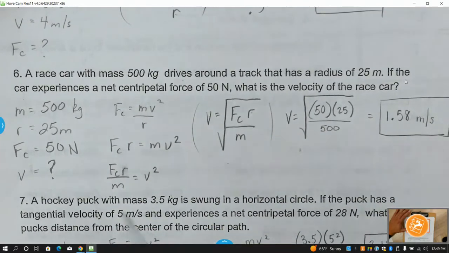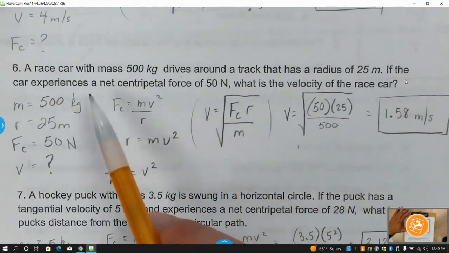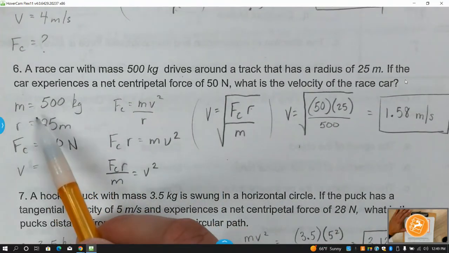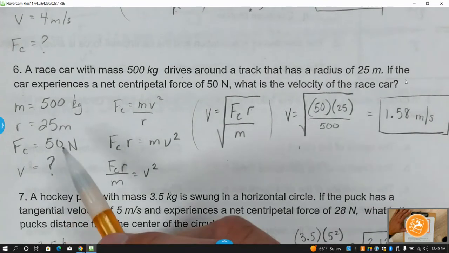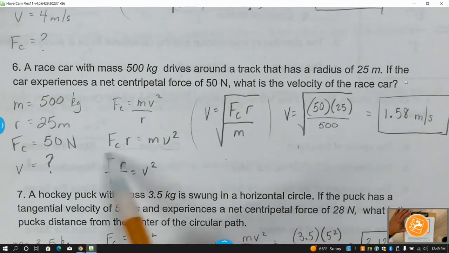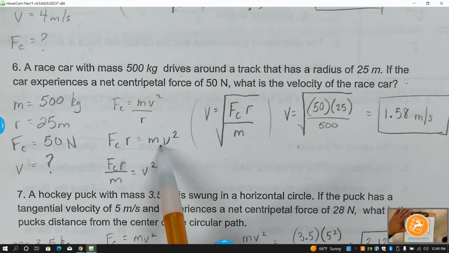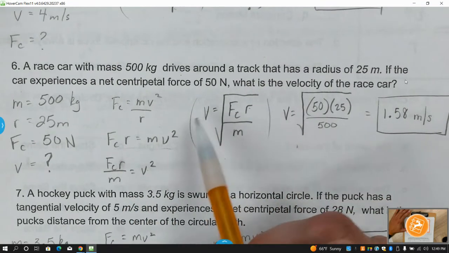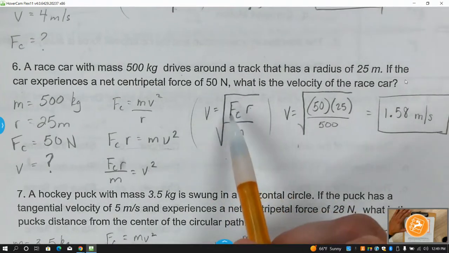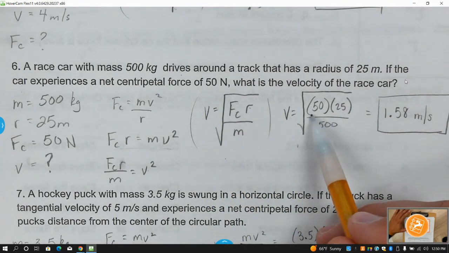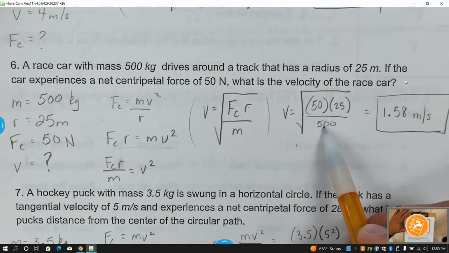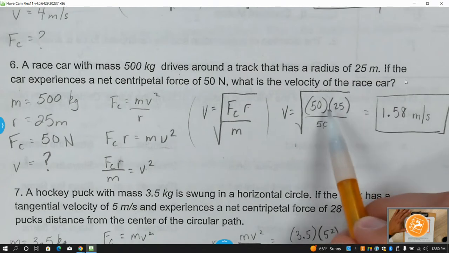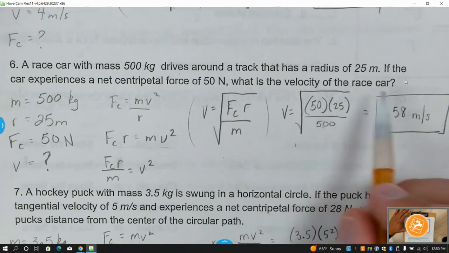The next problem. You're given mass, you're given radius, and this time centripetal force. So these are your variables. They want you to find the velocity, v, question mark. If we take this equation, to get v by itself, divide both sides by m, that gives me v squared. To get rid of the square, you have to square root both sides. So we're going to be using this equation. F was 50 newtons, radius 25, and the mass 500. Do what's underneath the square root symbol first, and then type it in.